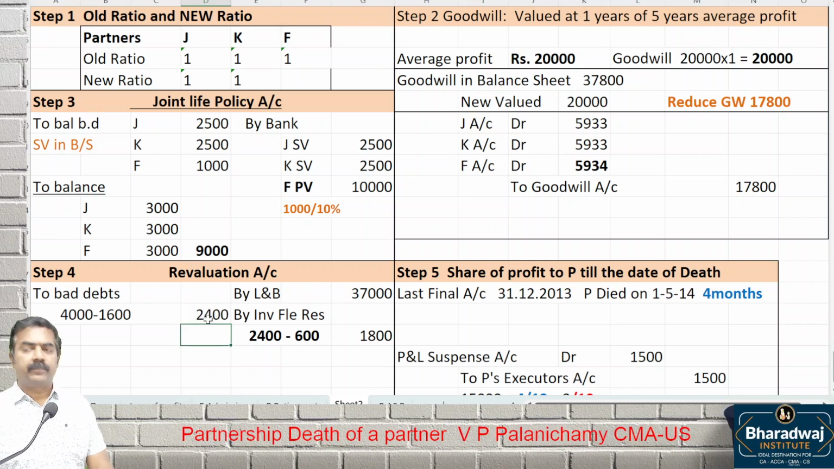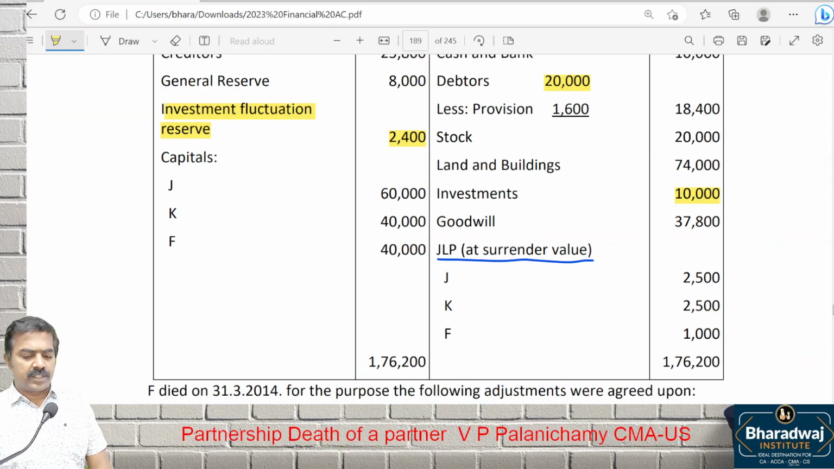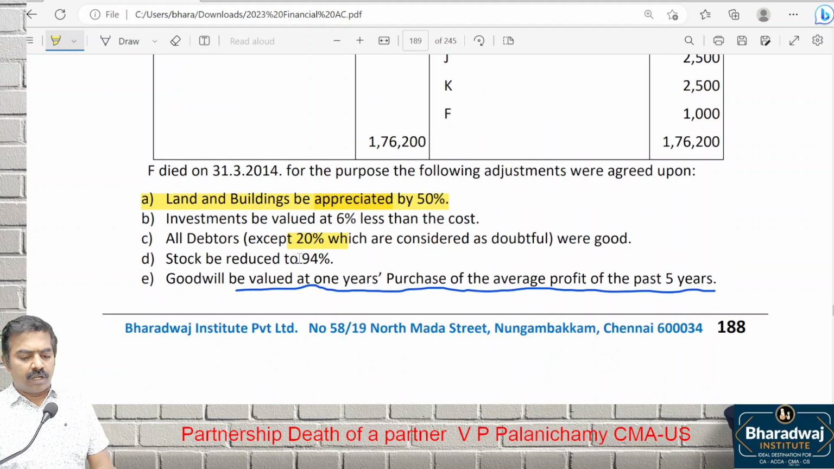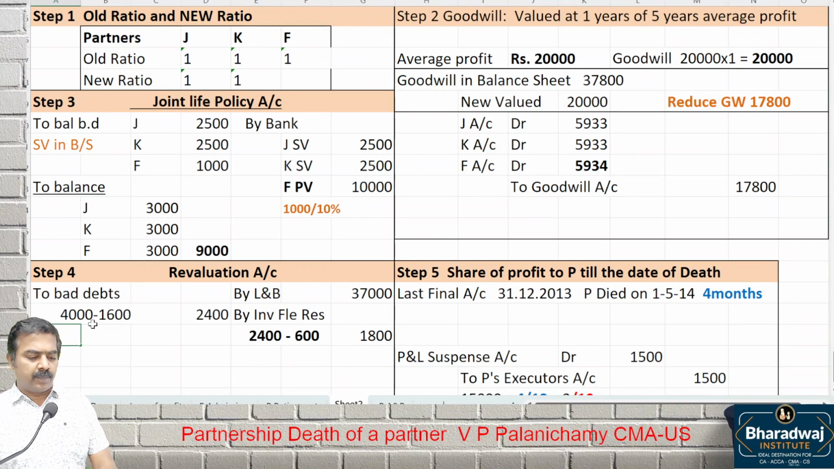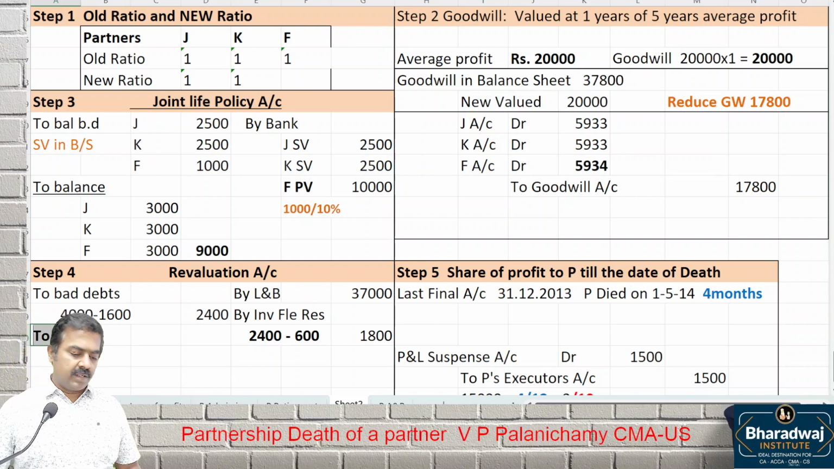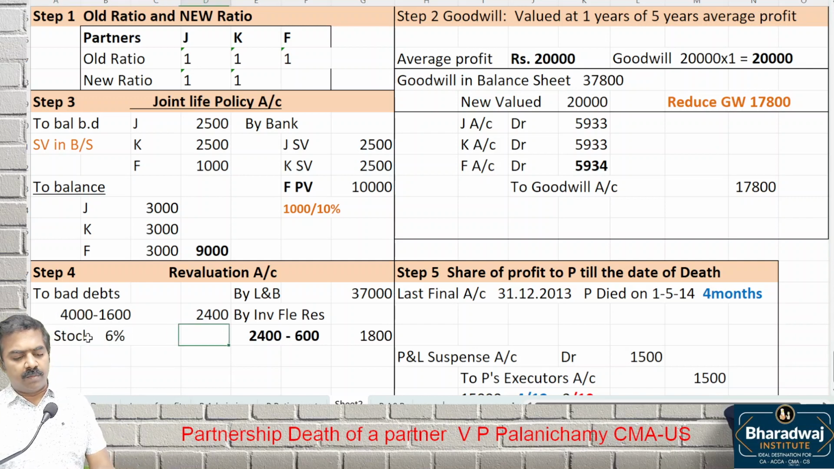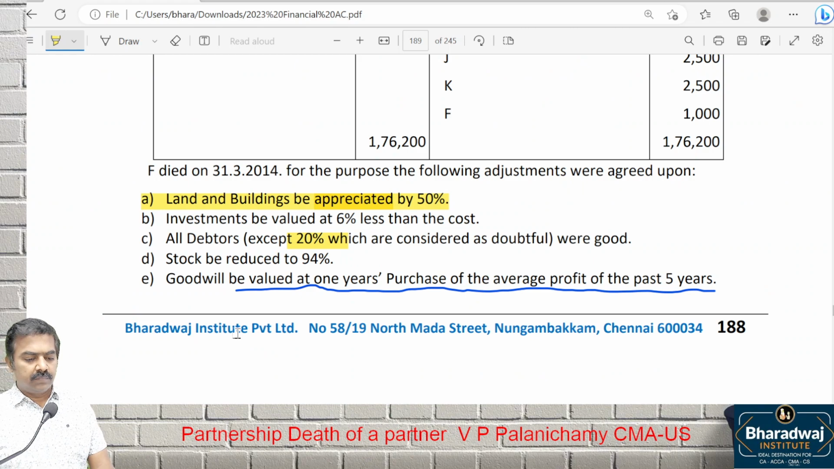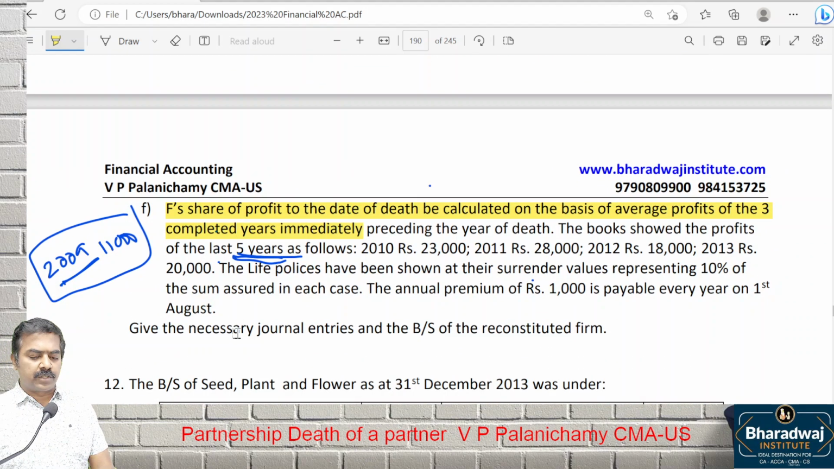Then, what is the next one? Stock to be reduced to 94%. So for stock it will be 6%. Reduced to 94%, which means the new value is 94%. The amount by which the stock will reduce is 6%. How much amount? 1,200. Any other thing? Any other thing like investments sold? No.